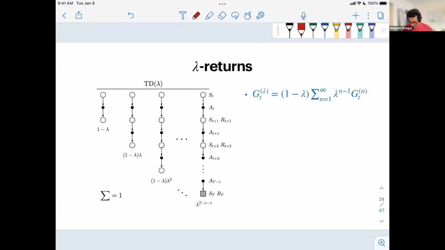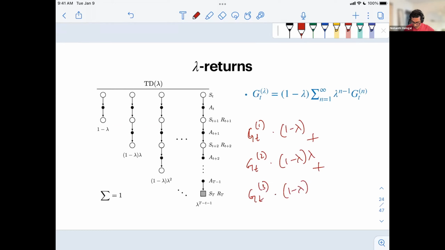Mathematically, what we do here is we take the one-step return, G_t:t+1, and we multiply it by the weight 1 minus lambda, and we take the two-step return and multiply it with 1 minus lambda times lambda, and for the three-step return, we take 1 minus lambda times lambda squared, and so on. And we sum up all these returns. So essentially what we get is a mixture of all n-step returns.